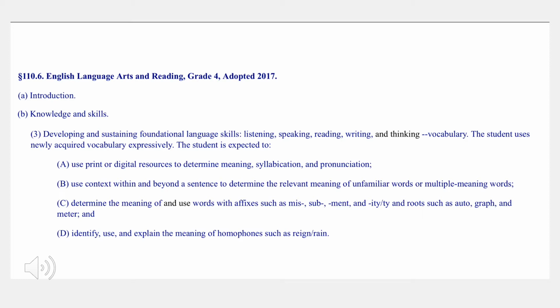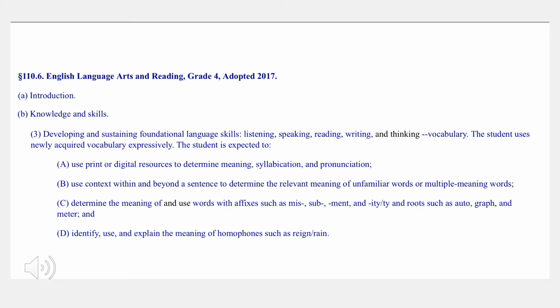The student uses newly acquired vocabulary expressively. And then it continues by giving me more examples. So I see a verb right away, which is the word uses. And remember, we're circling it. If you have a green pen, a different pen, or a pencil, that's fine. We're circling right now the verbs.